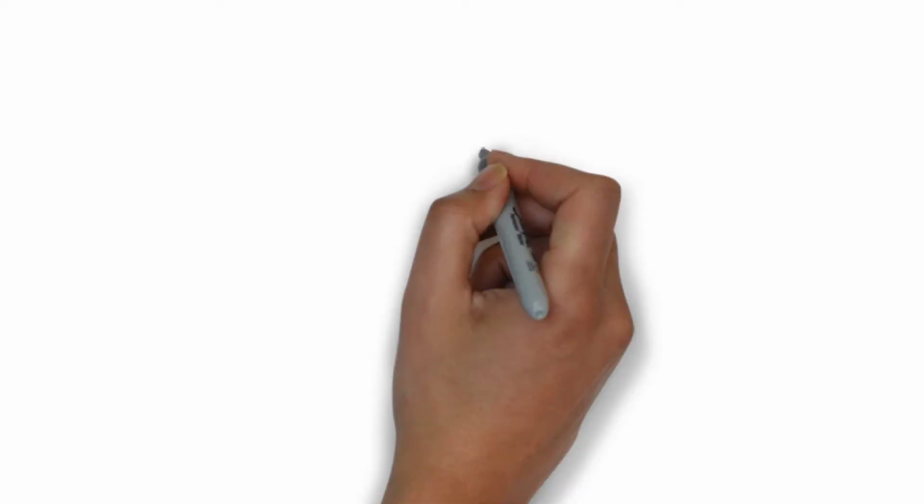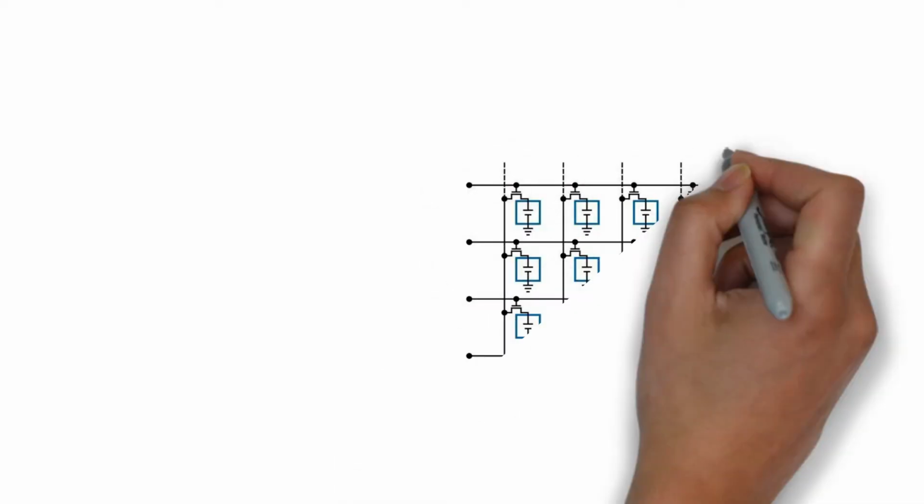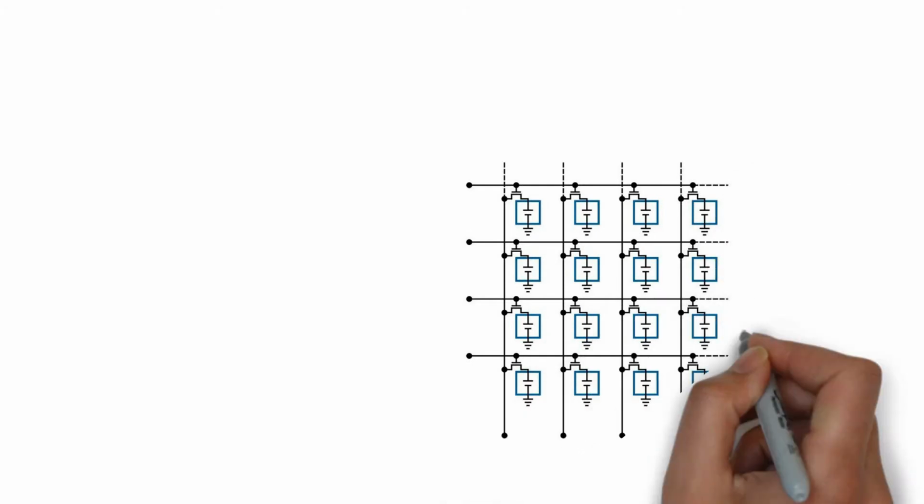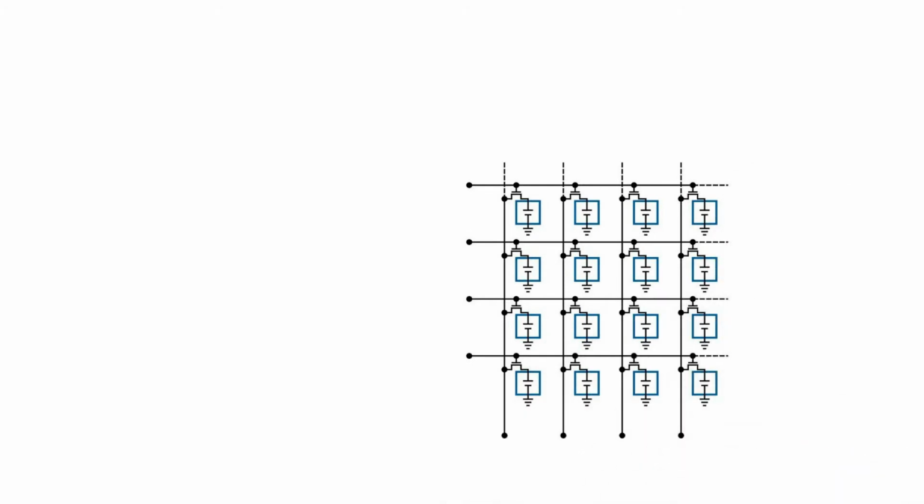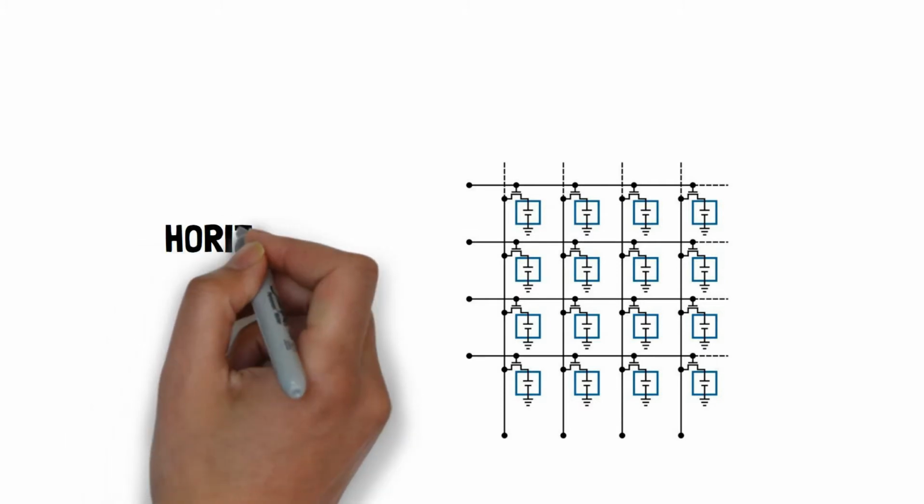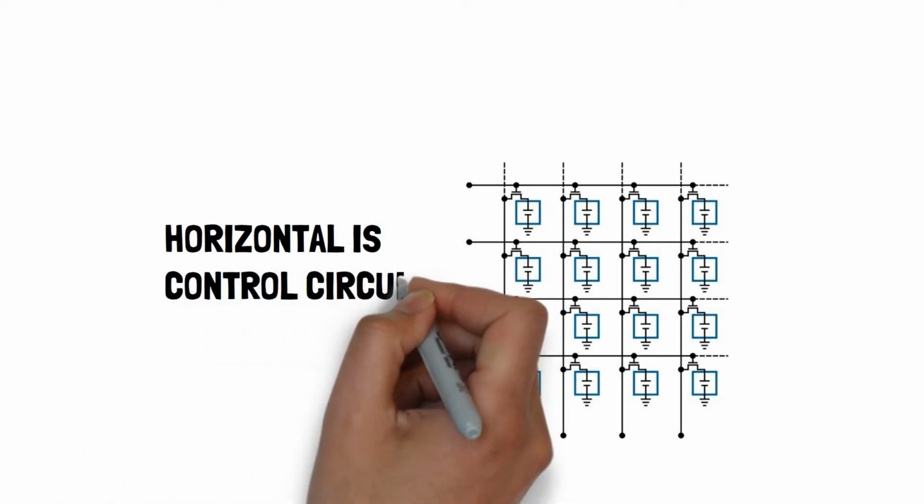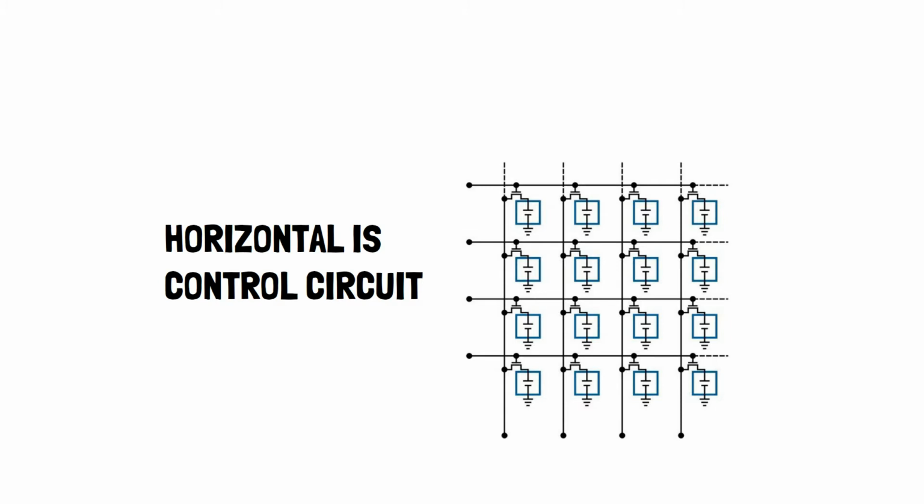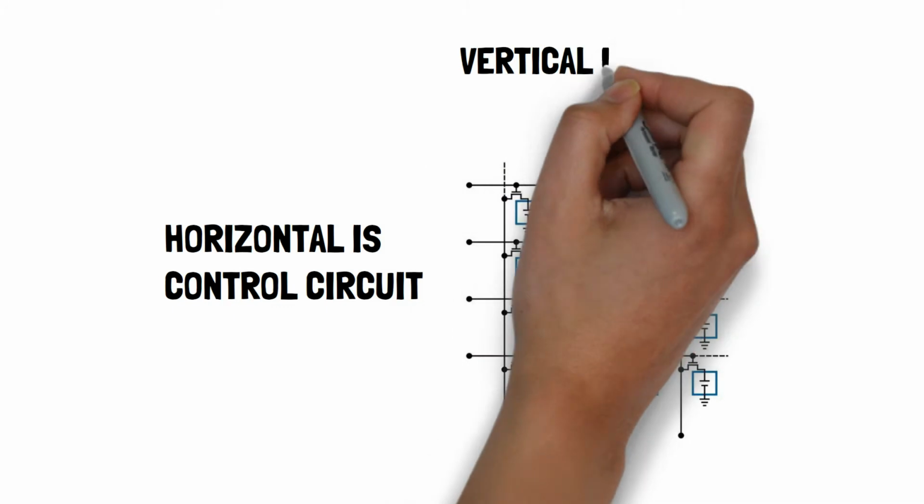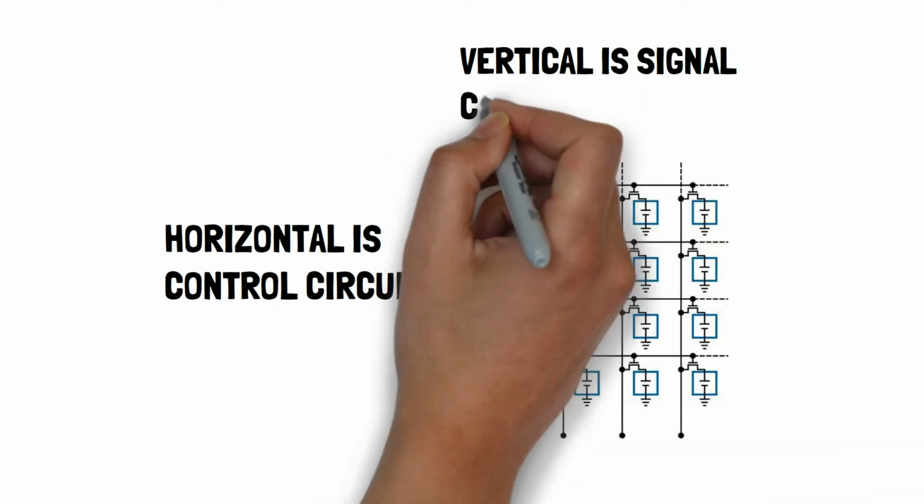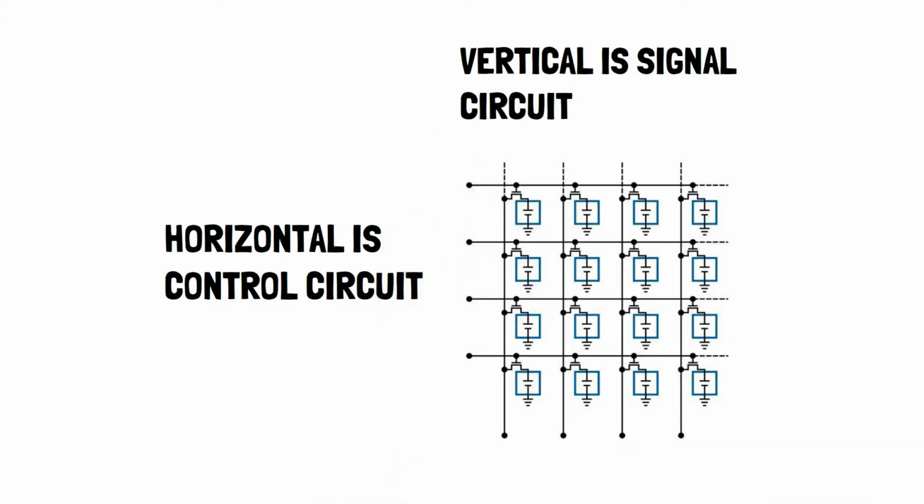The pixels are arranged in a grid where there are wires running around. There are vertical wires which connect all the pixels in a single column, whereas there are horizontal wires that connect all the pixels in a single row. The wires connecting the pixels in a row are the control circuit, whereas the wires running vertically and connecting all the columns are called the signal wires. The intersection of these wires, the control and the signal circuit, helps us select the single pixel we wish to light up and give a specific color to.